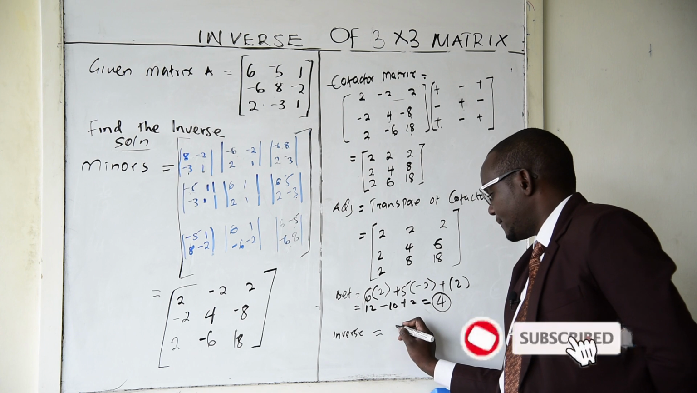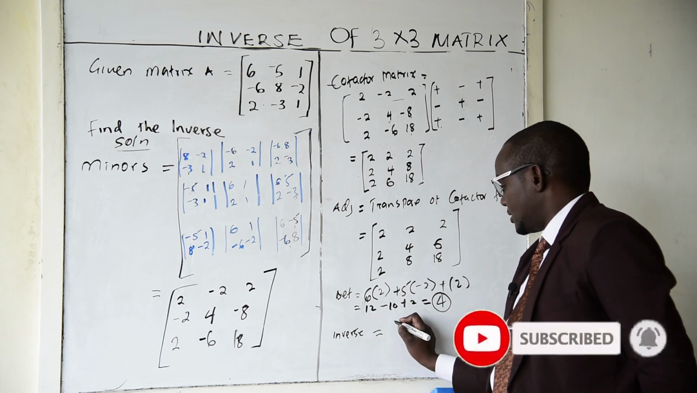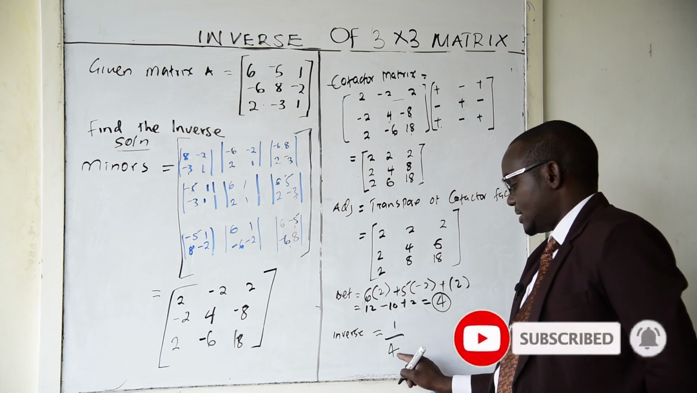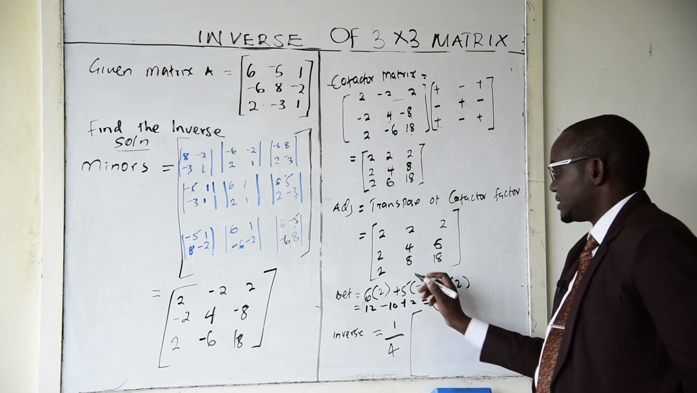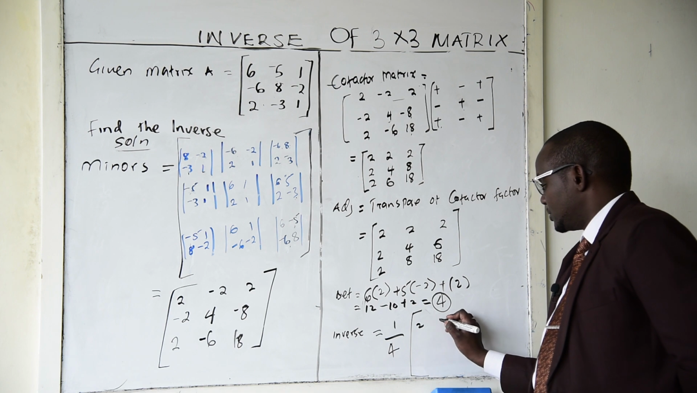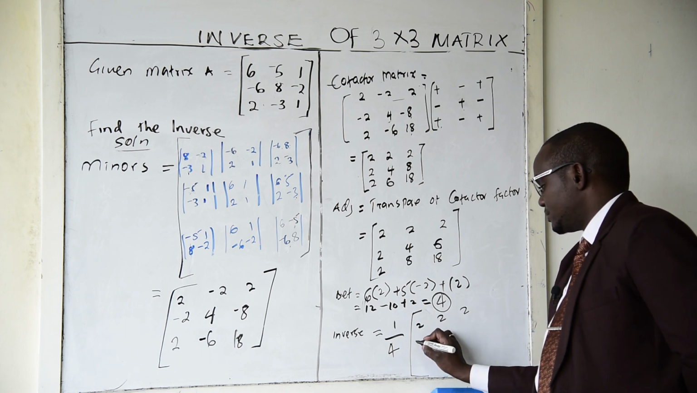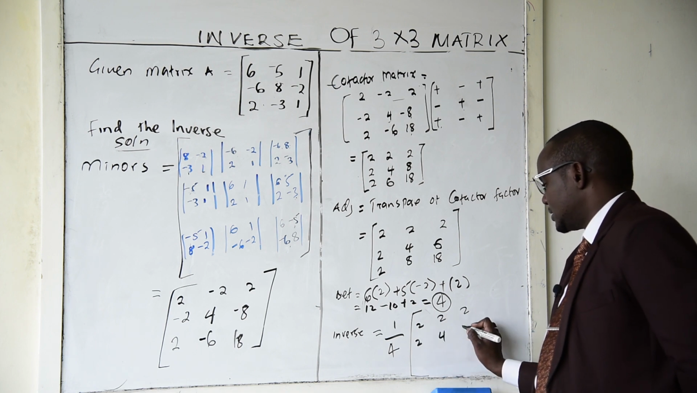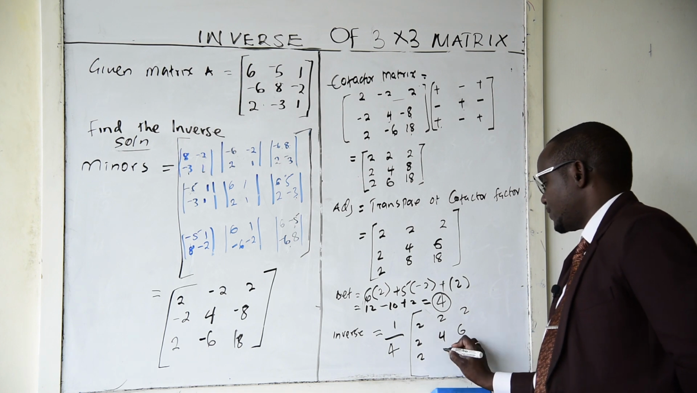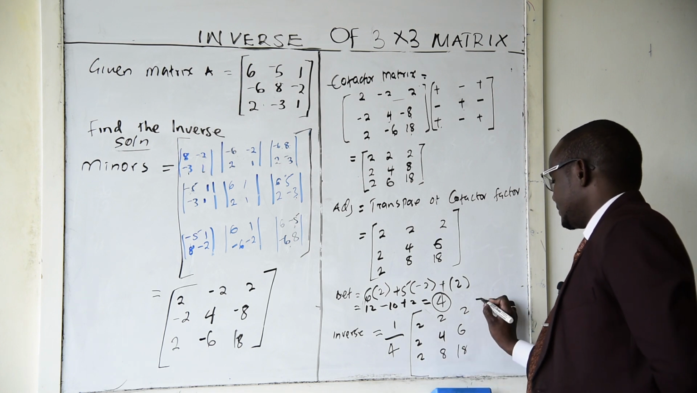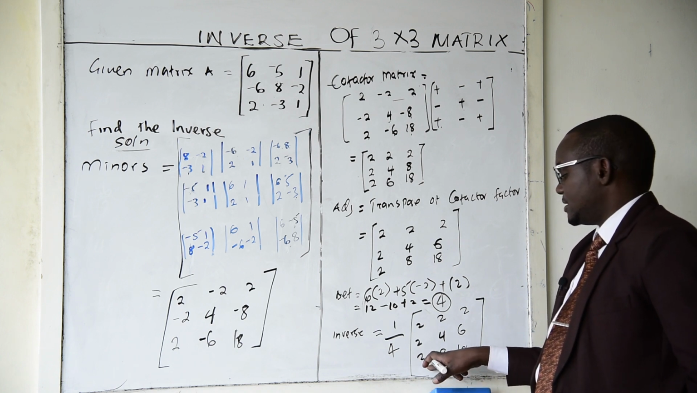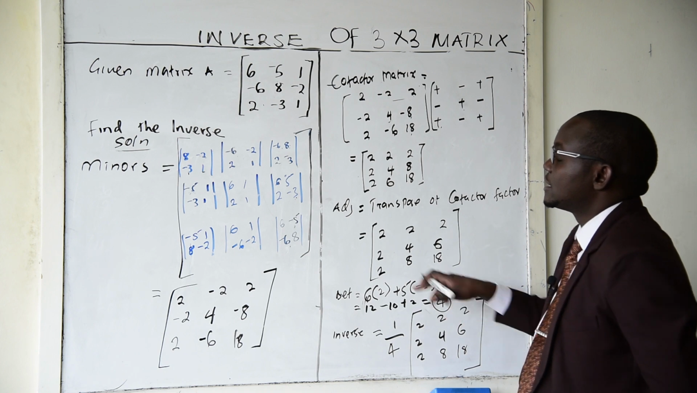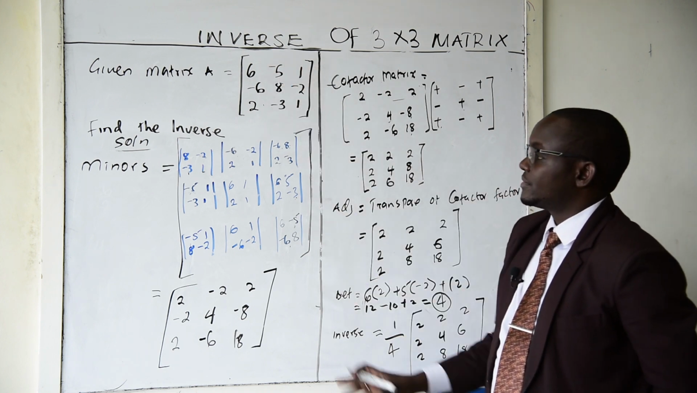So the inverse is given by 1 over 4, which is our determinant. Then we have the adjunct matrix, which is 2, 2, 2, 2, 4, 6, 2, 8, 18. This becomes our inverse for this matrix.